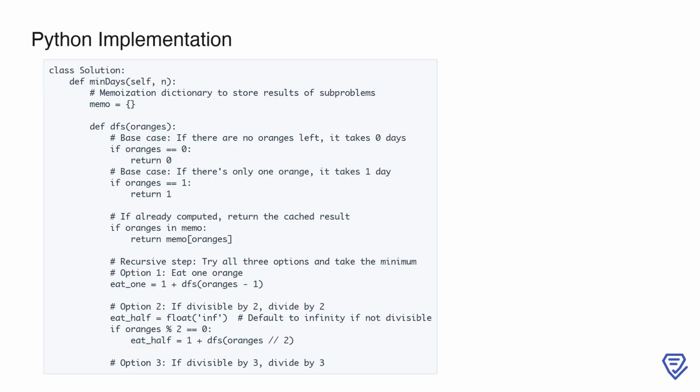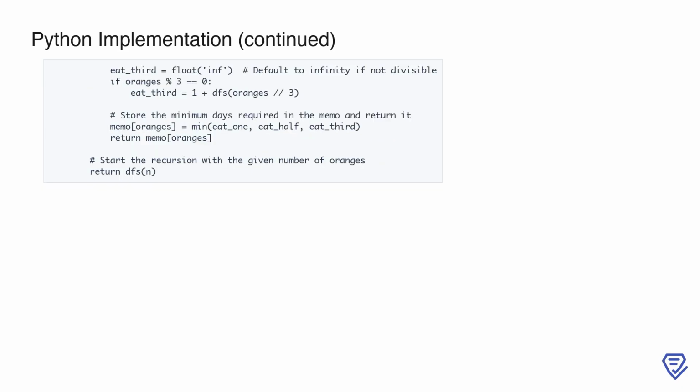Next, we introduce the second option, where we check if the current number of oranges is divisible by 2. If it is, we calculate the days required by dividing the oranges by 2 and adding 1 day for the division step. If not divisible by 2, we set the result for this path to infinity to ensure it doesn't affect our minimum calculation. For the third option, we check if the number of oranges is divisible by 3.